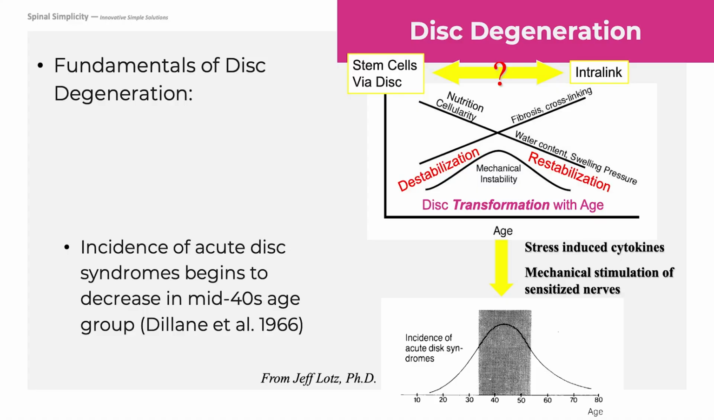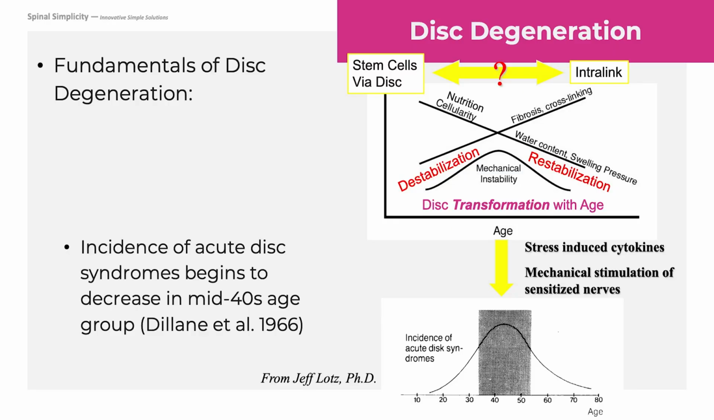Similarly, at first glance, this statement doesn't seem true: that incidence of acute disc syndrome begins to decrease in the mid-40s age group. If you look at the 50s and 60s, there's less of an incidence of acute disc syndromes. I think we understand it better today because we understand the background transformation of the disc over the decades of life, from a young, healthy, hydrated, cellular, functional disc to a very less mobile disc in your 60s, 70s, and 80s. And even the transformation to the 40s is a very different animal than what you had after birth.